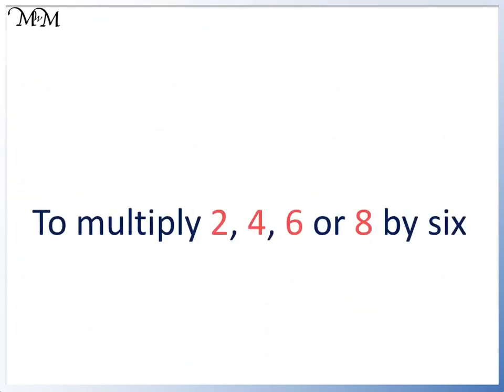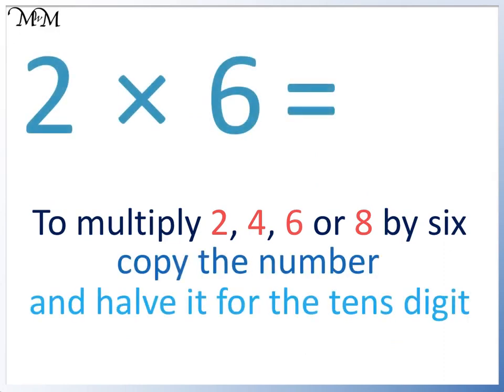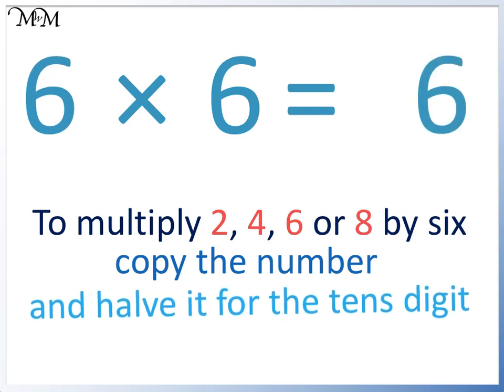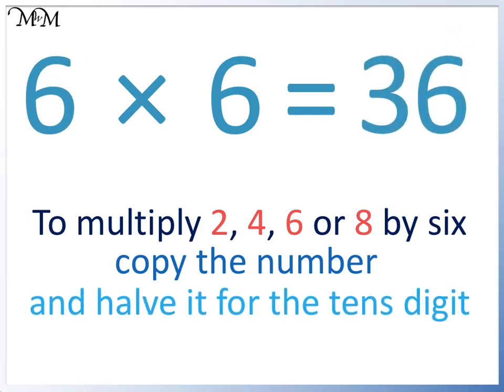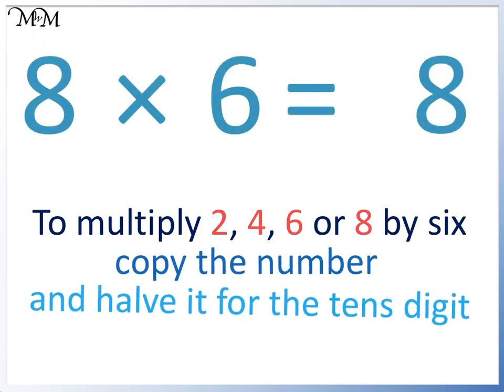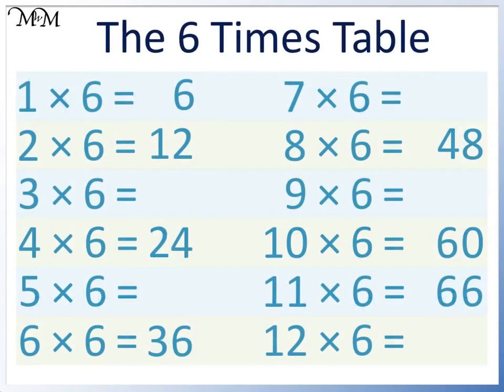To multiply 2, 4, 6 or 8 by 6, copy the number and halve it for the tens digit. We copy 2 and find half of 2, which is 1. We copy 6, and half of 6 is 3. We copy 8, and half of 8 is 4. We can use these numbers to find the rest of the 6 times table.